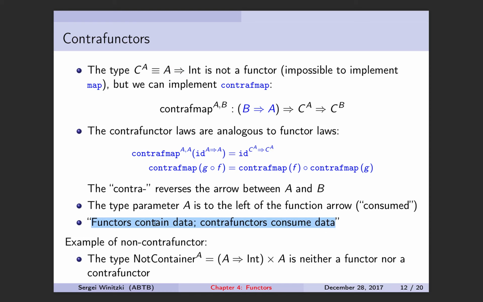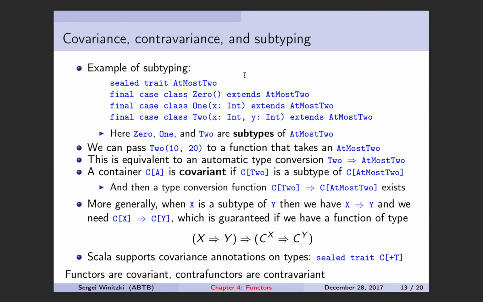Functors are containers with data, they contain data. Contrafunctors consume data, they're consumers of data. And I show that this example is actually neither a functor nor a contrafunctor. And I explain the connection between functors and contrafunctors and subtyping, or covariance and contravariance and subtyping. This connection is usually made mysterious in programming language books.